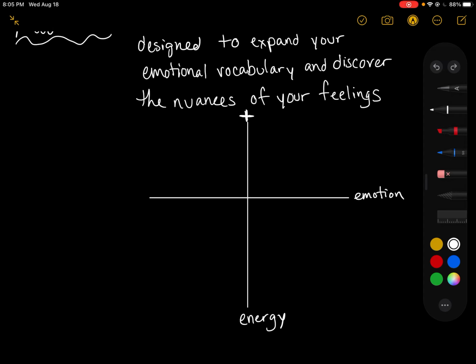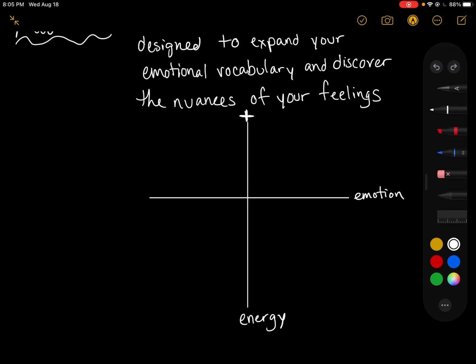Emotion is a feeling of positivity or negativity. So maybe you're angry on a given day. Angry is a negative emotion. It'd be on the negative side of the x-axis. If you're happy, that's a positive emotion. You'd be on the positive side of the x-axis.